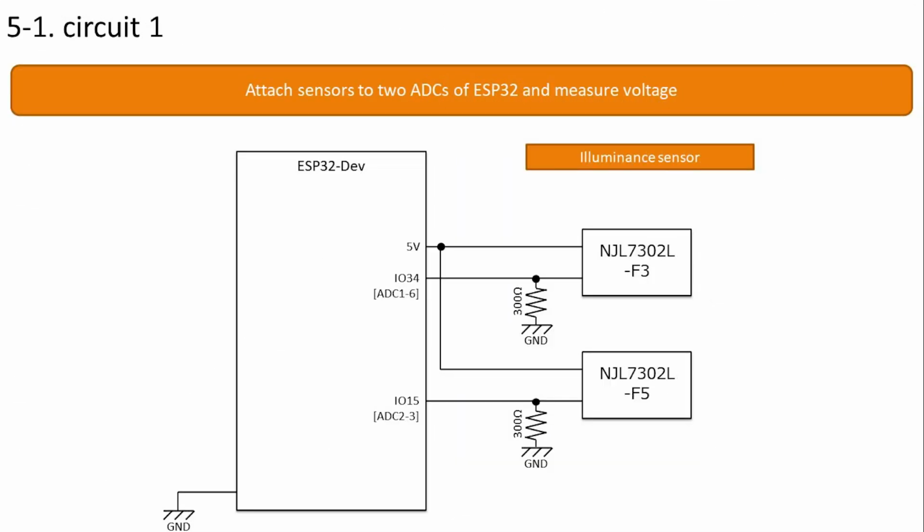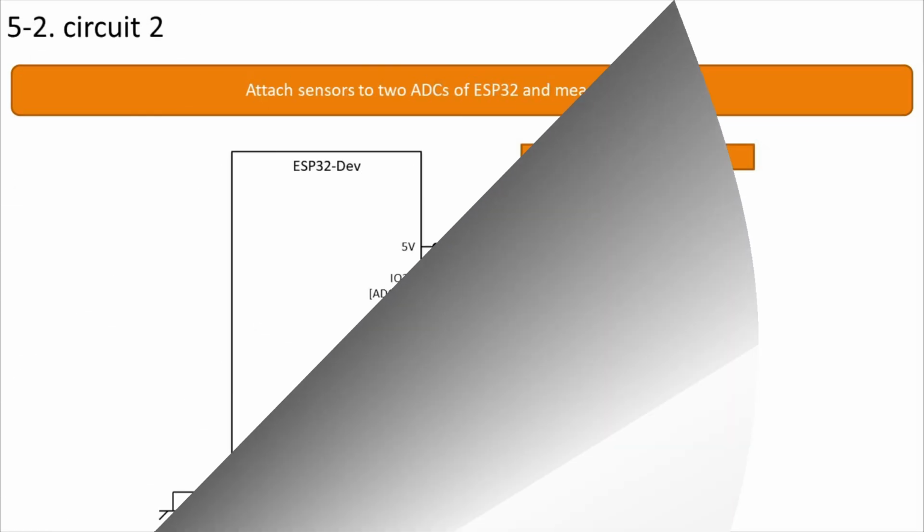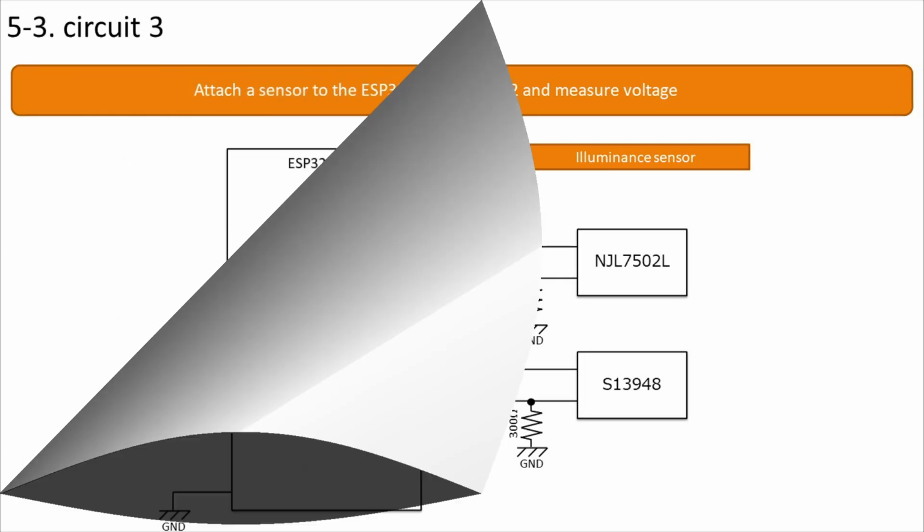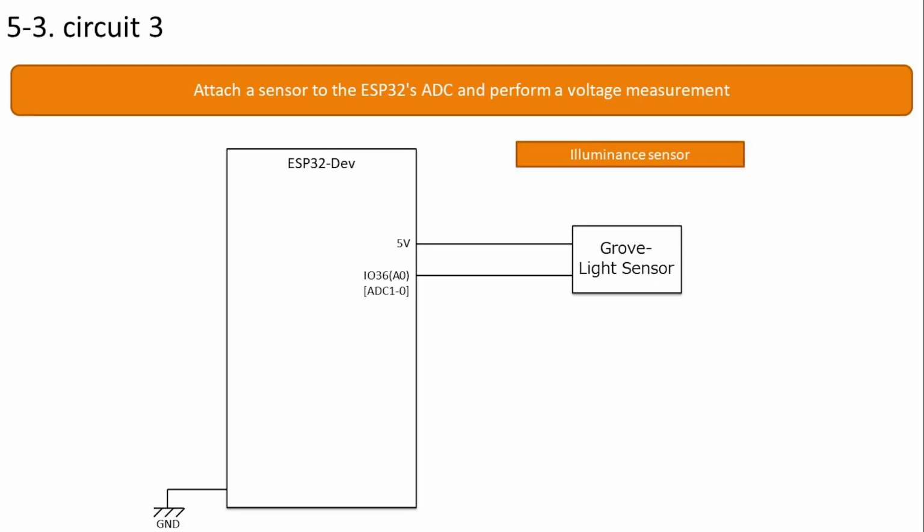Move on. I will check the circuit. Supply 5 volts power to each sensor and measure the voltage by connecting resistors in parallel. Therefore, it is connected to the ADC terminal. ESP32 has 2 ADC circuits, so we will measure 2 sensors at a time. Move on. This is also the same as before. Use the S13948 by wiring the capacitor as recommended in the datasheet. Move on. It becomes the Grove sensor. The resistor seems to be built in, so I connect it to an ADC and measure the voltage.